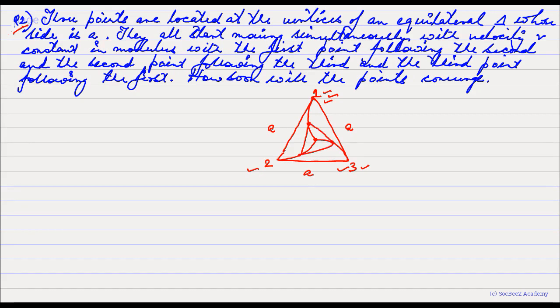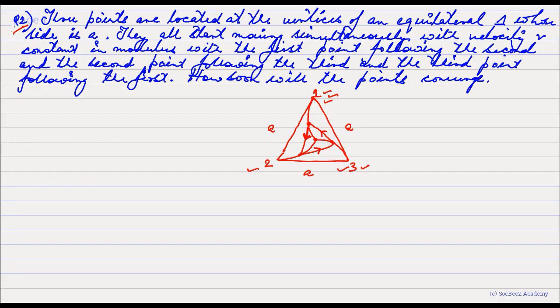The first point, even at this point, would follow the second point with a speed of v. The second point would follow the third point with a speed of v, and the third point would follow the first point with a speed of v. Okay, this is going to happen at any instant of time. They would always be forming an equilateral triangle.